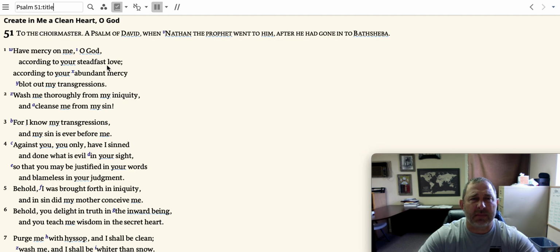Have mercy on me, O God, according to your steadfast love, according to your abundant mercy. Blot out my transgressions. Wash me thoroughly from my iniquity and cleanse me from my sin. So what is it David wants? And again, all of these things are going to be clues, helping us understand what David wants. Well, this is pretty clear what he wants. Blot out my transgression. Wash me, cleanse me. He wants God to deal with his sins.